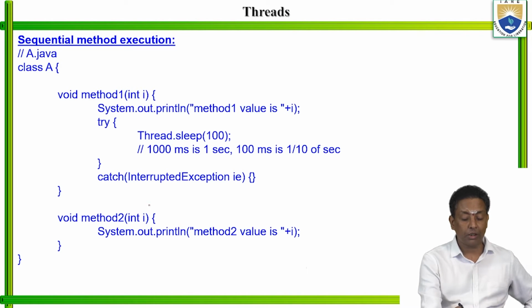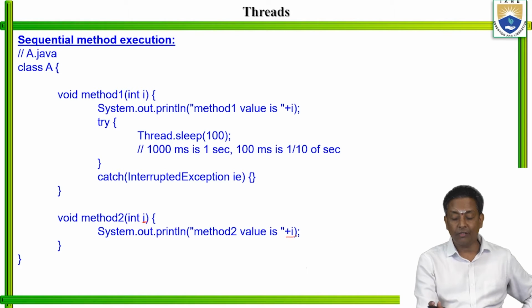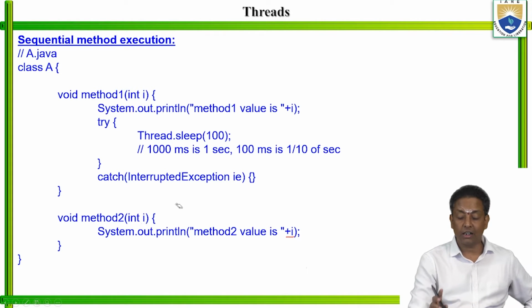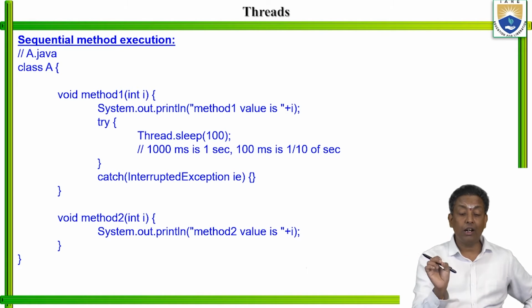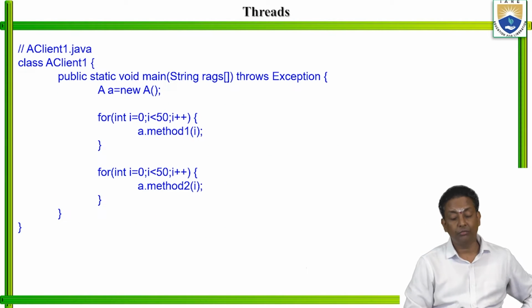Similarly, we are writing one more method, method 2. In that also, if we pass any integer value, that value will be printed. Two methods are written, and both methods are doing the same thing. Method 1 value is something, method 2 value is something, it will print. But every time during method 1 execution, it is getting delayed for 100 milliseconds.